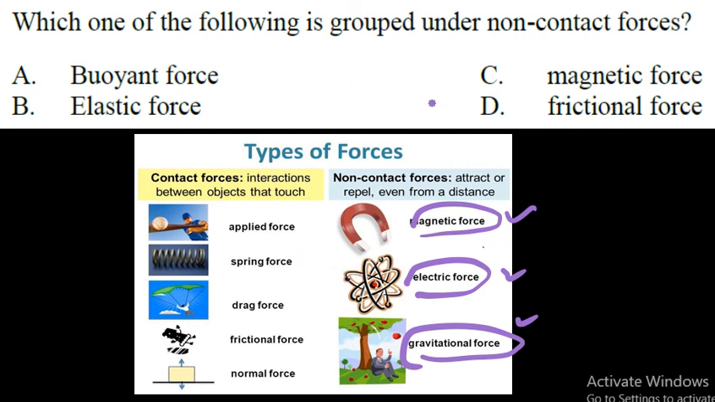So which one is there from non-contact? The answer obviously will be C. Frictional force is a contact force, elastic force and buoyant force, all of them are contact forces. So the answer is going to be C.